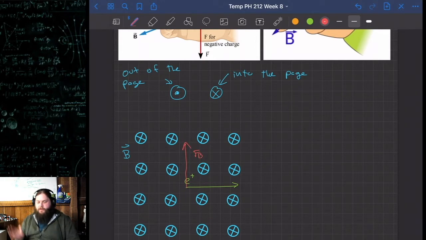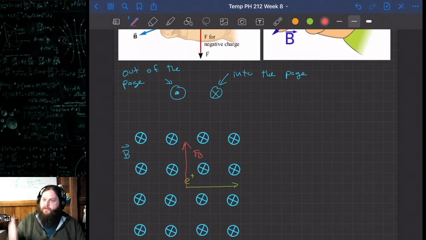So it's good to do it yourself. Take your hand and point it to the right. Look at this, I'm pointing it to the left because my camera's inversed. And you'd rotate like you're pointing into the page, and your force would go upwards in that case. Since it's a positive charge, the force on that particle would end up going up.